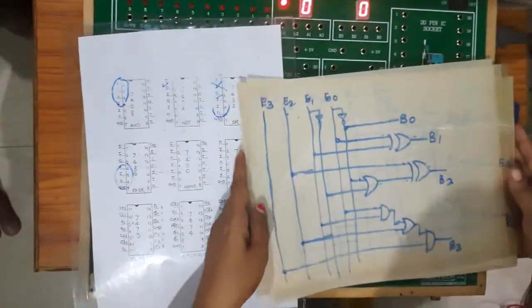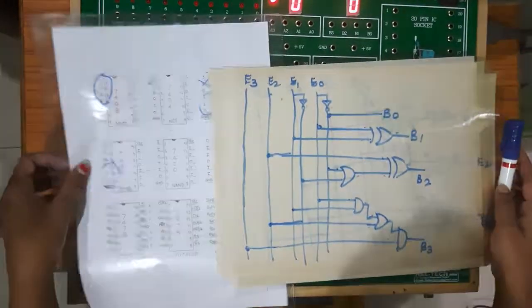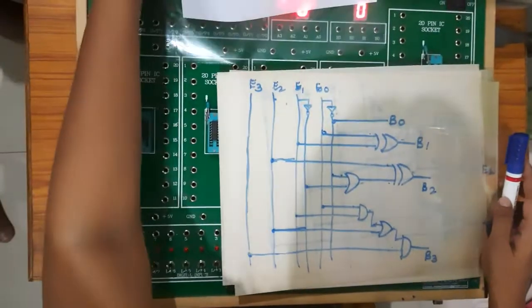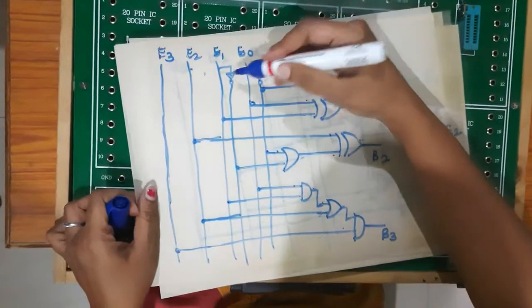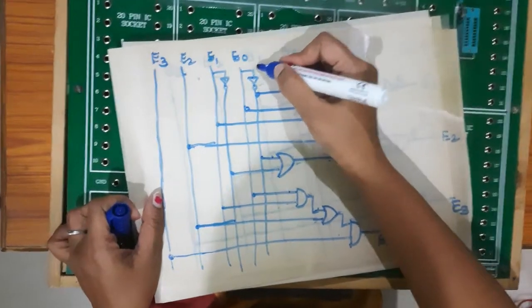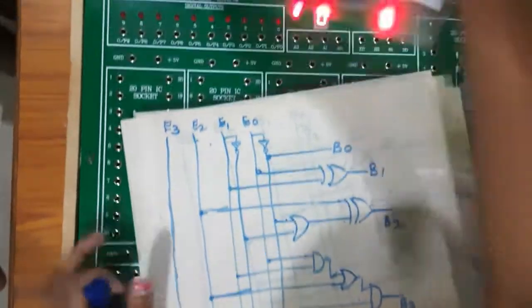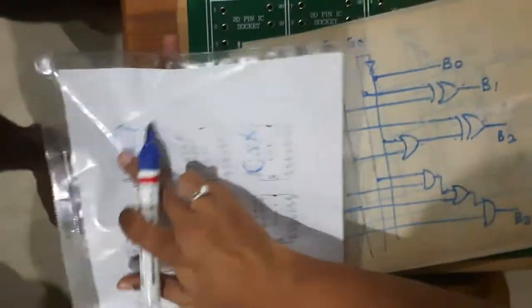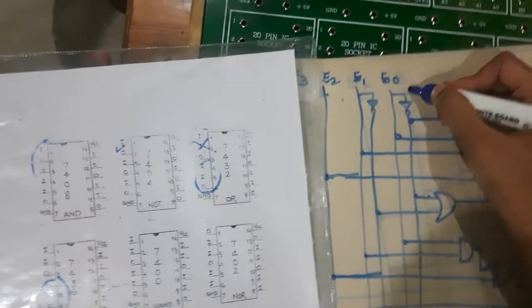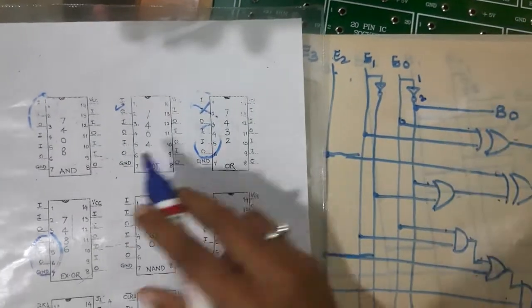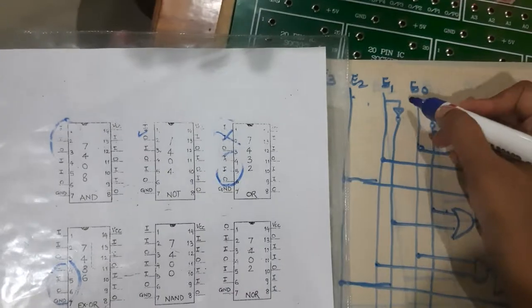So this is what my circuit is. This is the chart we are going to refer. Now I'll need two NOT gates. The input-output combination will be, for NOT gate, first pin is input, second is output. The first and second. The next combination is 3 and 4. 3 is input, 4 is output.